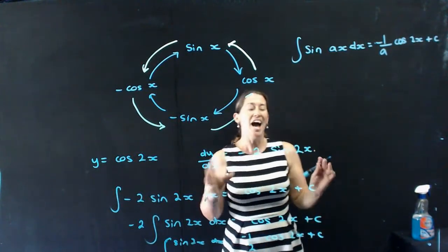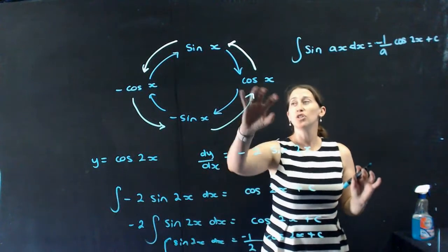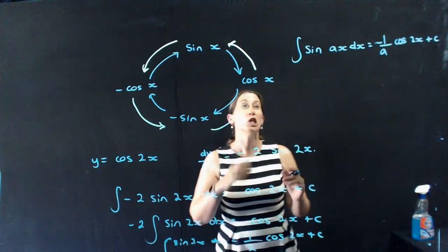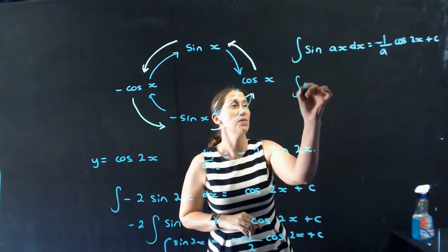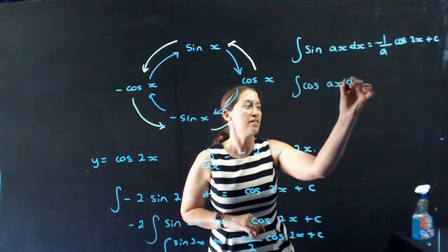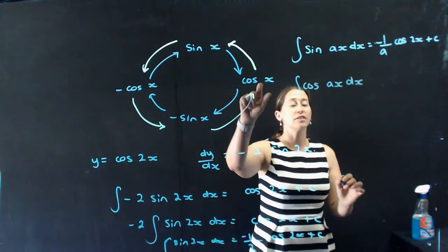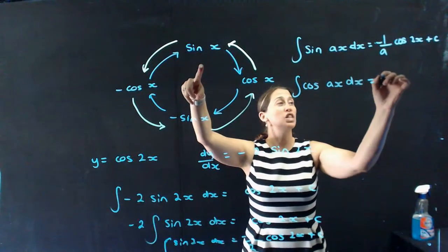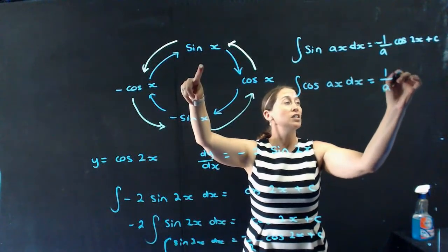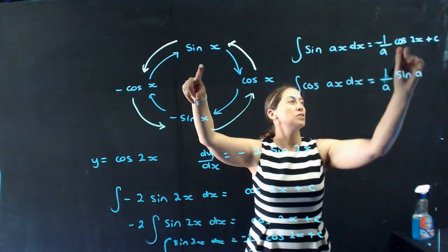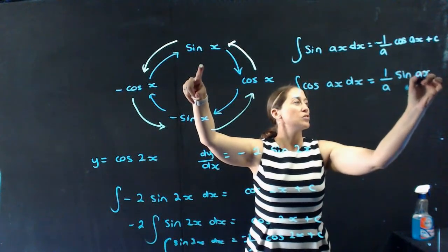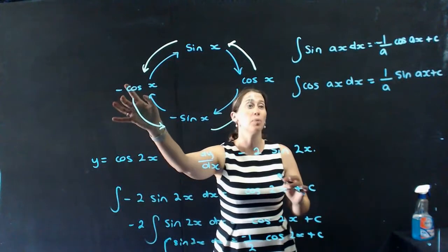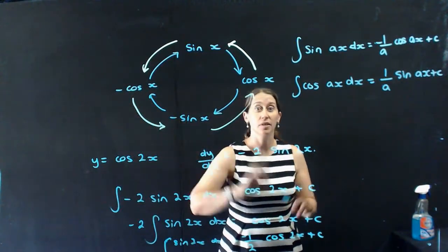Okay, and what we can do is apply this to all of these particular functions. So let's look at what happens when we integrate cos ax with respect to x. Well, cos x, when we integrate that, naturally goes to sine x. And so we get 1 over a sine ax plus c. And we can pretty much apply that to any of these. I can apply it to negative cos and negative sine x.